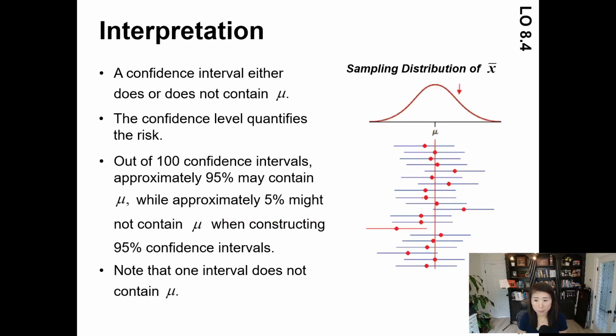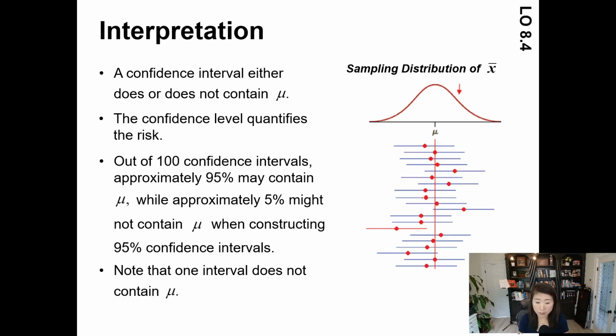Next we're going to look at how we should interpret our confidence interval. A confidence interval either does or does not contain my population mean. So the confidence level quantifies the risk. Out of 100 confidence intervals, approximately 95% may contain the mu, while approximately 5% might not contain the mu when we construct 95% confidence intervals.